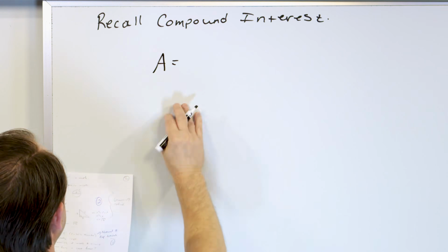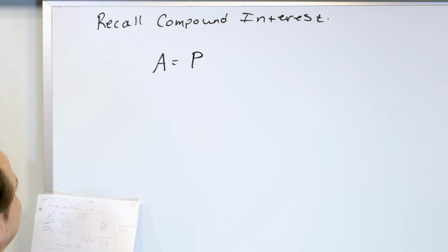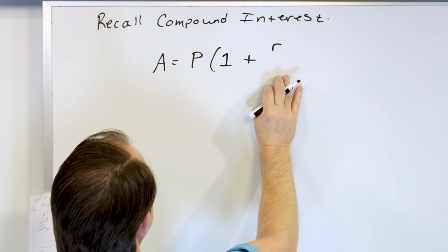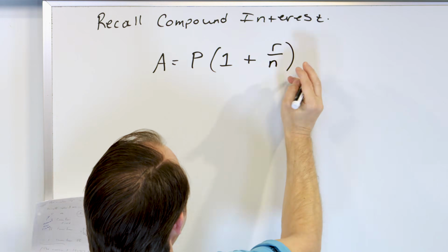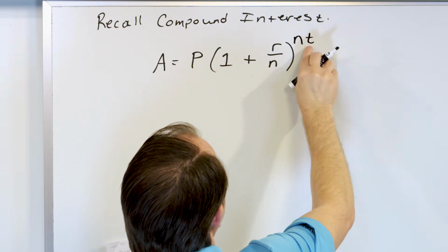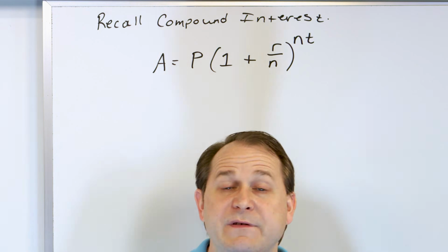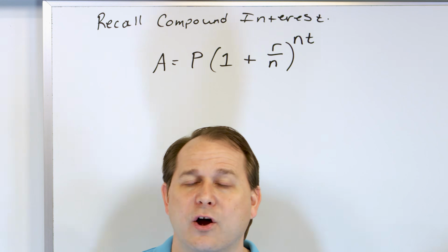The value of money at some time in the future is equal to whatever you invest, we call that the principal, multiplied by 1 plus whatever the annual interest rate is, divided by the number of compounding periods. And this is all raised to the exponent of the number of compounding periods times the time in years. If you don't know where this formula comes from, if you've never seen it before, it just means you haven't watched my lessons on compound interest.